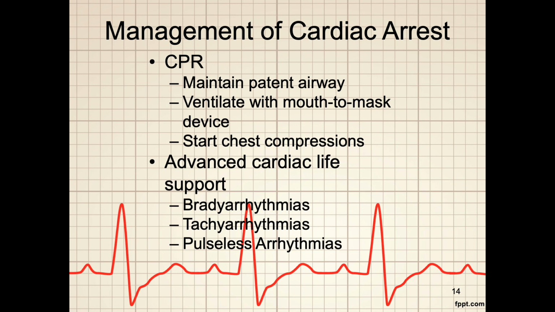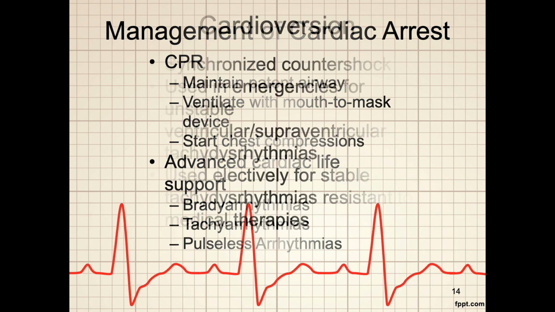So, to review, in CPR, maintain the patient's airway, ventilate with a mouth-to-mask device or a bag, start chest compressions, and we need to consider that there are three branches now for advanced cardiac life support. They include the treatment for bradyarrhythmias, the treatment for tachyarrhythmias, and the treatment for pulseless arrhythmias. In some instances, for instance, with tachyarrhythmias, it is important that we take control of the out-of-control rhythms that are occurring in the heart. In that case, we may want to defibrillate or cardiovert.